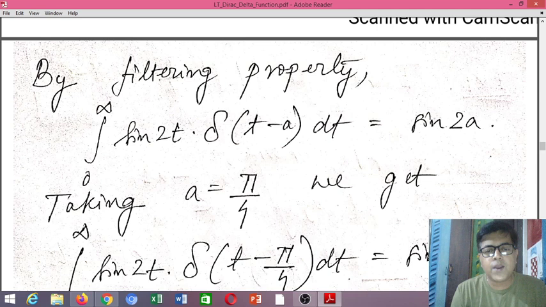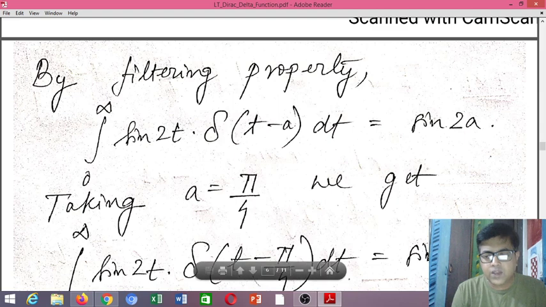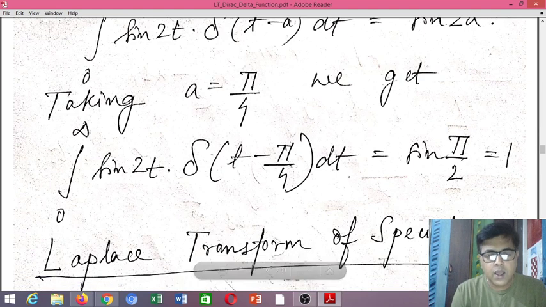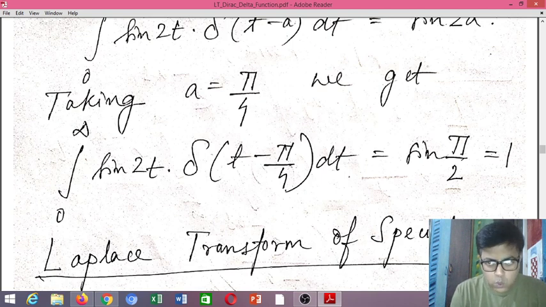So if I put a equal to pi by 4 in this particular equation, then I'll be getting the answer, and that's exactly what I'm doing over here. That is integral 0 to infinity sine 2t delta t minus pi by 4 dt will be equal to sine of 2 into pi by 4, that is sine of pi by 2, which we all know is equal to 1. So the value of this integral becomes equal to 1. So we have evaluated an improper integral using the unit impulse function or the Dirac-Delta function. So I hope you have understood these two problems related to the unit impulse function.